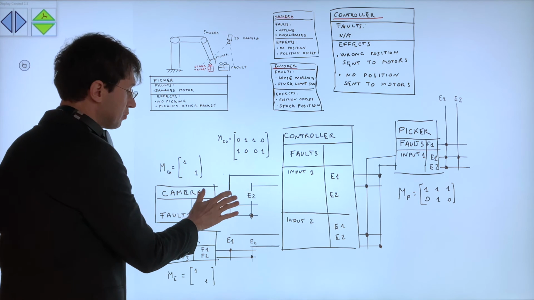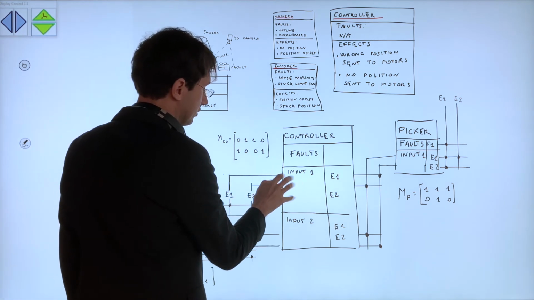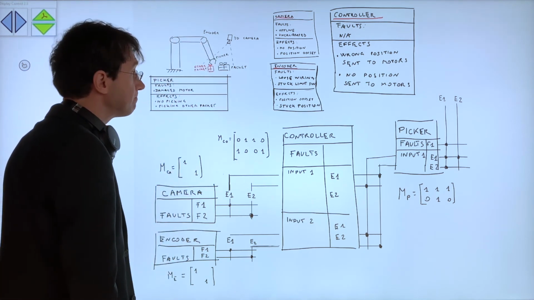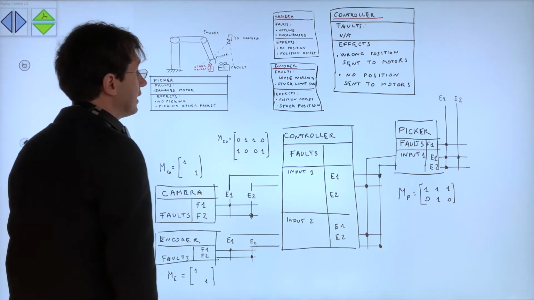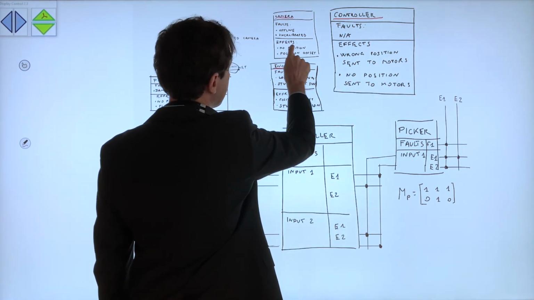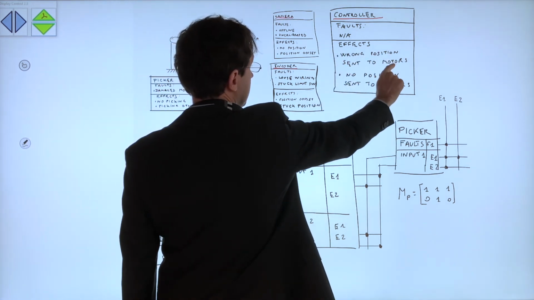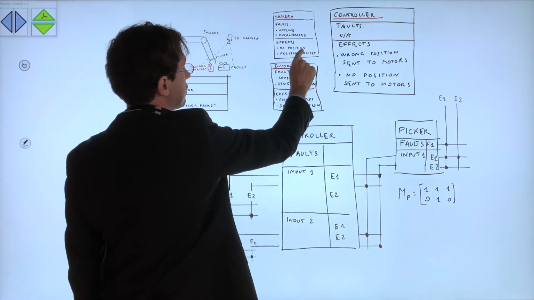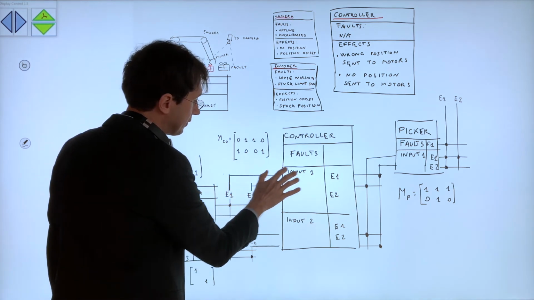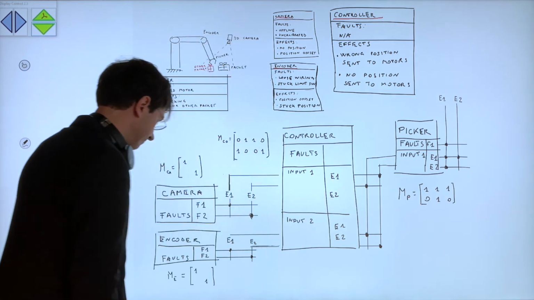If we have no position or a position offset, and these are fed to the controller, what is happening is that either we have no position sent to the motors, if we have no position from the camera, or a wrong position is sent to the motors, if we have a position offset in the measurement from the camera. So we have these two effects mapped here to two effects out of the controller.